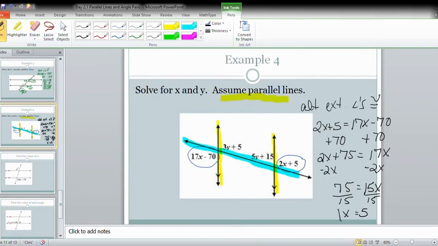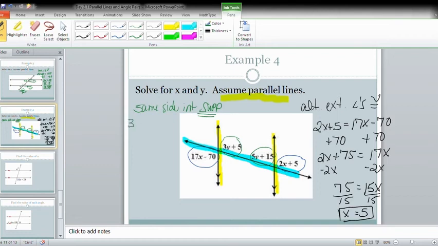So I've solved for x, and now I have to solve for y. So again, I'm going to look at my y equations. I've got this angle and this angle, which are both inside my parallel lines. So I'm looking at interior angles, but now they're both on the same side of the transversal. So these are same side interior, which means same side supplementary.